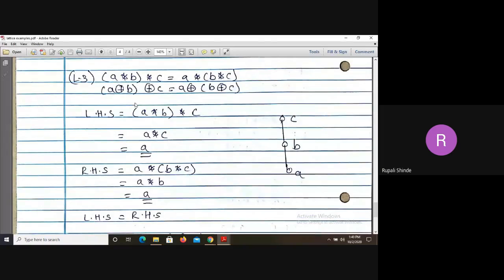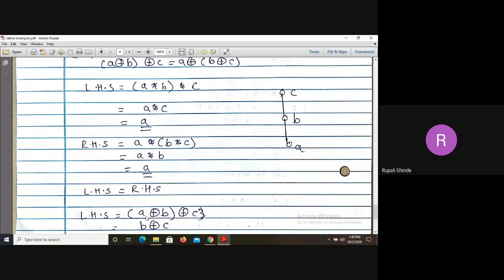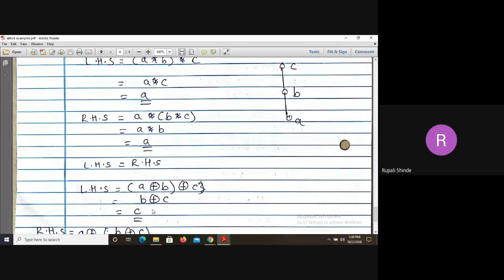So now consider LHS. LHS is given as (A ∨ B) ∨ C. First of all, we need to find the value for this bracket. What is the value for A ∨ B? It is the least upper bound of A and B, and the answer is B. Now we take its join operation with C. So B ∨ C is the least upper bound of B and C, and the answer is C. So for LHS, we got the answer C.